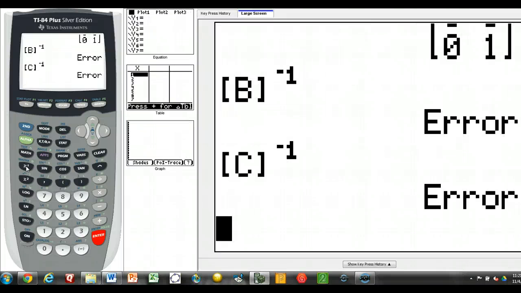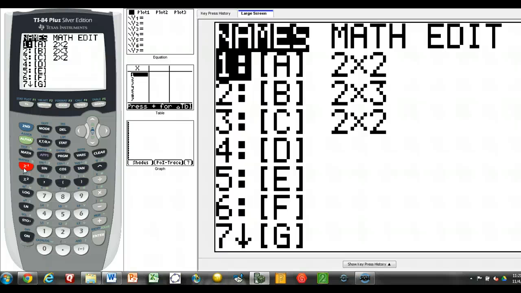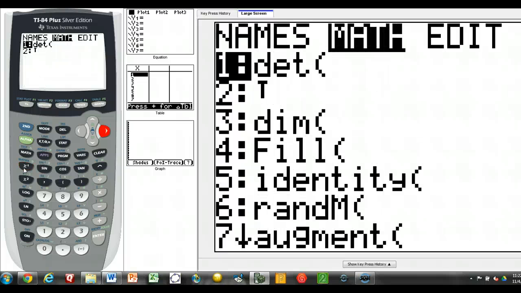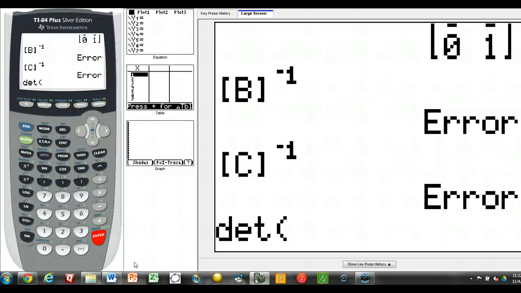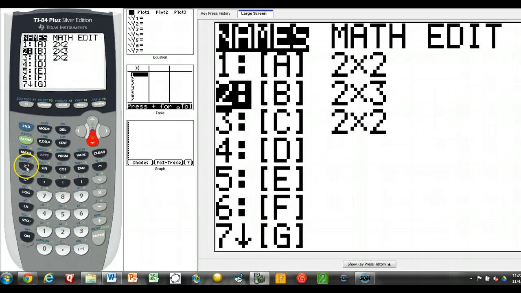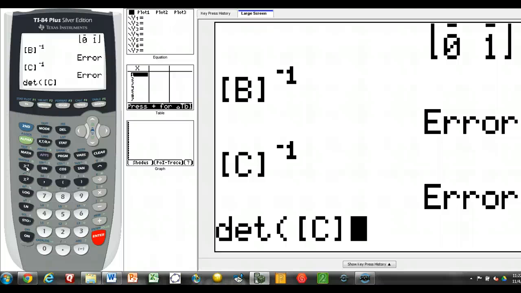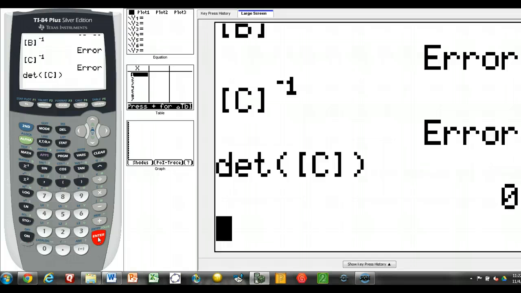And to find the determinant of any matrix, let's just do it for matrix C though. We go to our matrix menu, second, matrix, and scroll over to the math menu. And the very first option right here is DET. So let's pull that up. That means determinant. Okay, so now let's pull up matrix C, because we want to find the determinant for matrix C. Close your parentheses, and then hit enter. Well, the determinant is equal to 0.